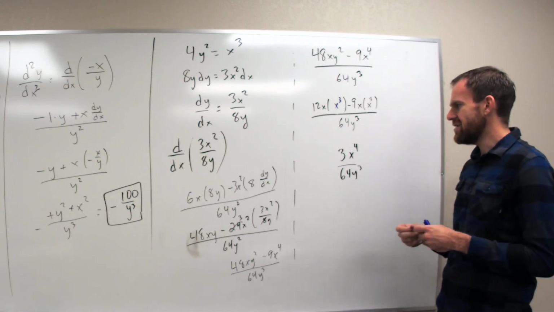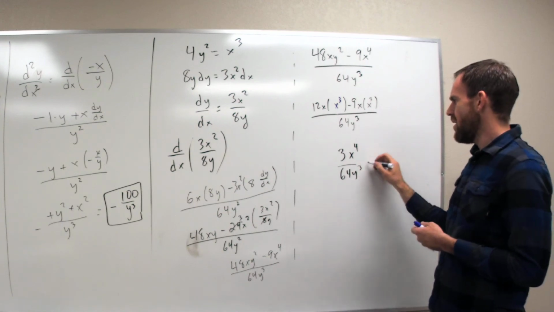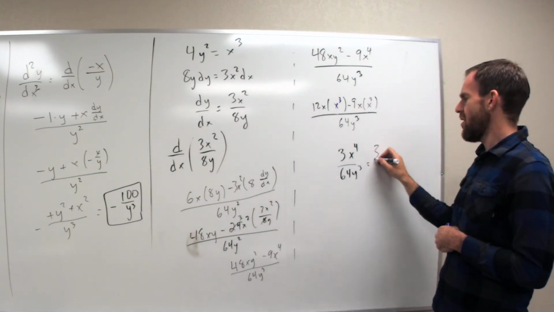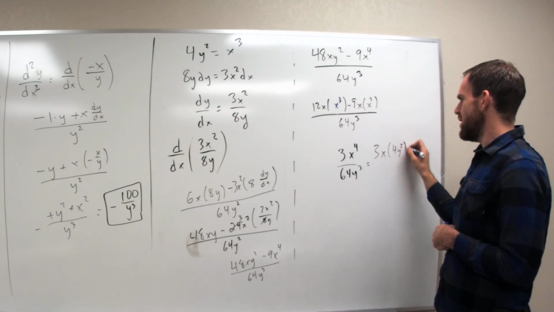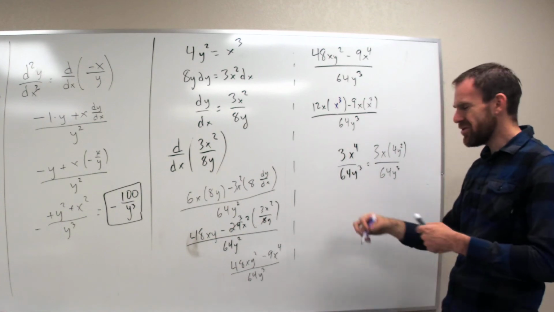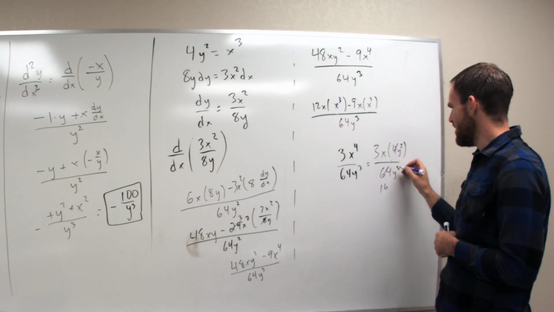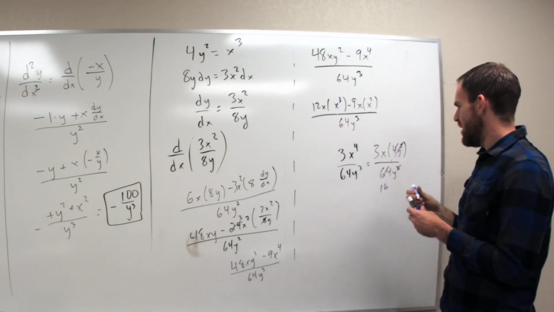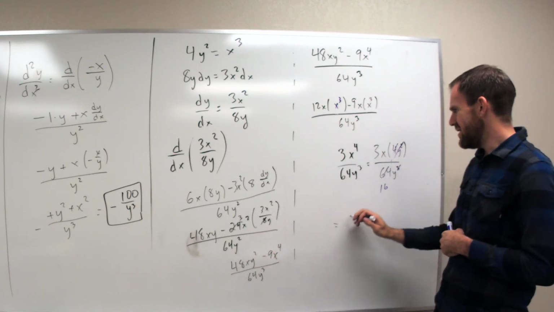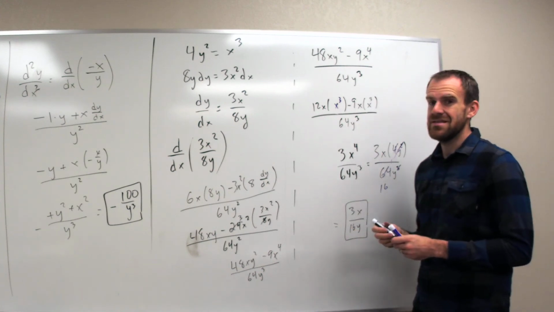Now let's see what I can cancel, because I see that I have x's on top, but I have y's on the bottom. So x to the 4th is x times x cubed, which is 4y squared. So I can cancel some of these. I know I'm going down a slippery slope here. I apologize. 64 divided by 4 is 16. Y cubed divided by y squared is simply y. And so your answer, even though you had all of this ugliness, is 3x over 16y. And that's the second derivative.